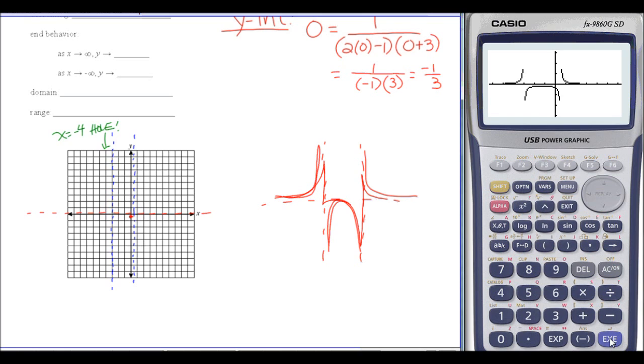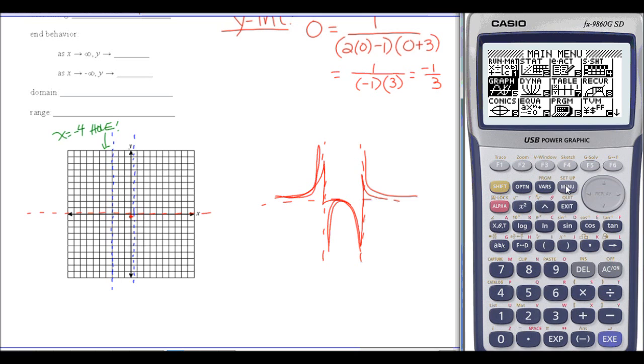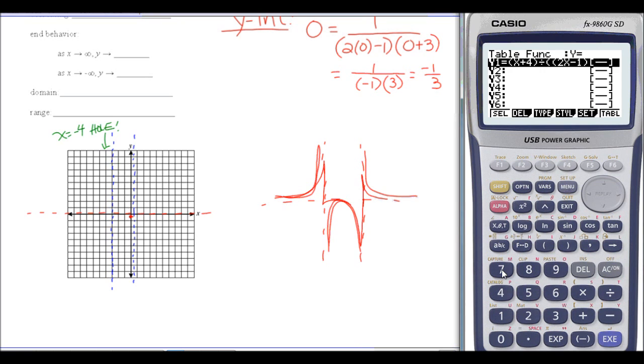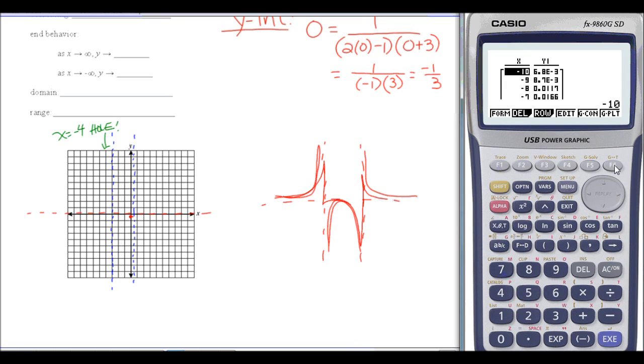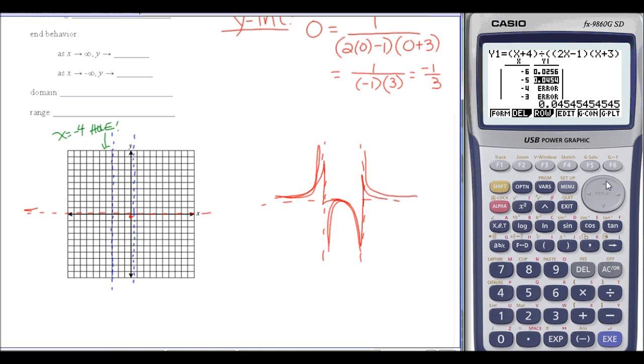To figure out where the points are going to go, I'm going to go into the table menu of my calculator. So I make the table. These points over here, those are just little tiny points. 6.8 times 10 to the negative third, that's almost 0. So all of these points right here are lying close to my x-axis. They're positive, so they're above the x-axis, and the first part of my graph is laying above the x-axis.